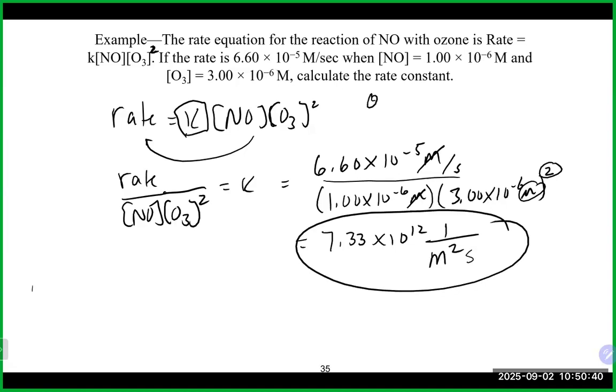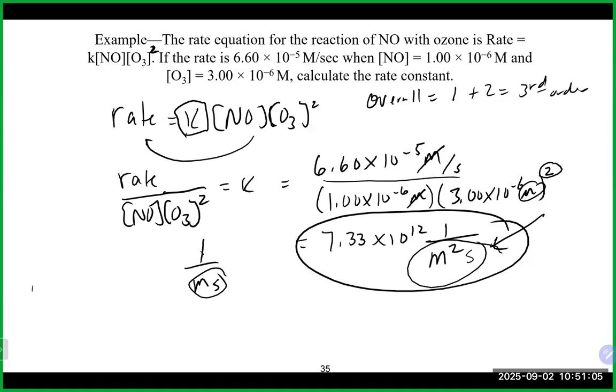By the way, the overall order of this reaction would be what? 1 plus 2 is a third order reaction, right? So you can see here the rate constant units are different than what we saw for a second order, which was 1 over molar seconds. By the way, this has how many letters? 2, second order. This one has 3, third order. Maybe that works. I don't know. Any questions on that? All right.